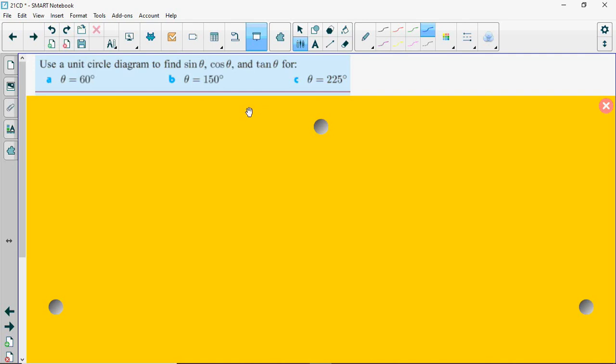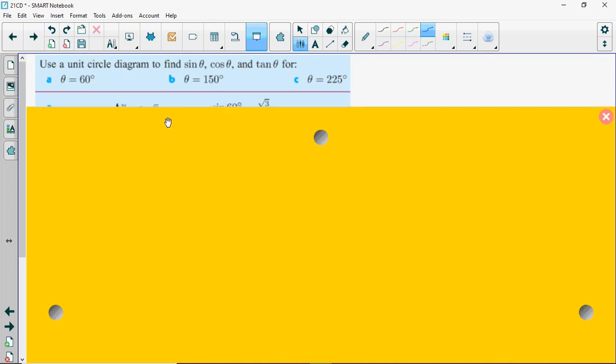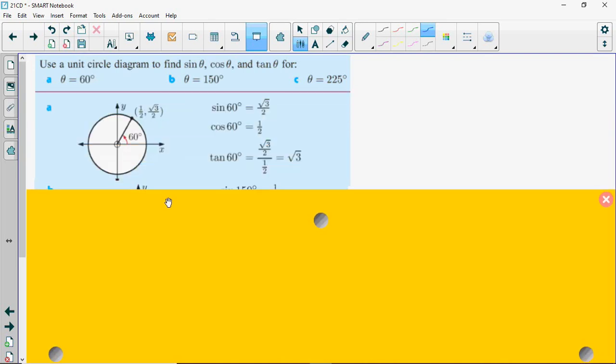Okay, can we just do a couple of examples here? We're going to find the sine and the cosine and the tangent for all 3 of these angles. We start with 60 degrees. You should have the sine and the cosine for 60 degrees memorized right away.